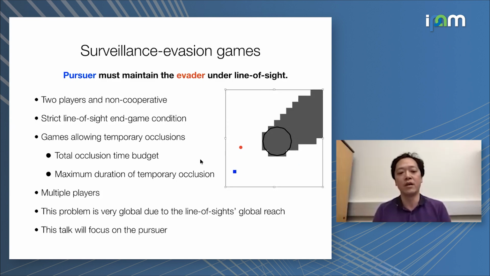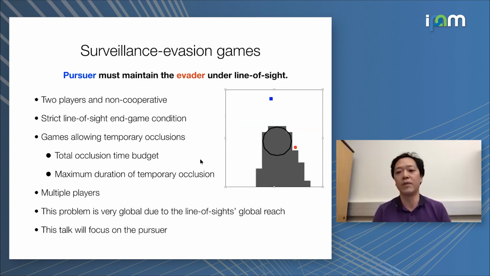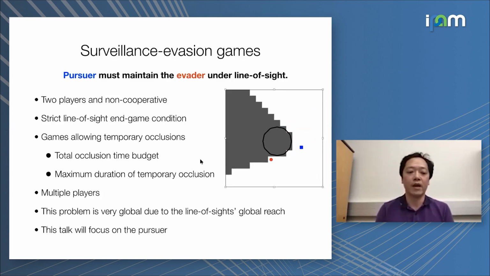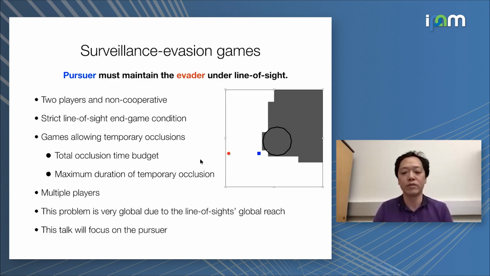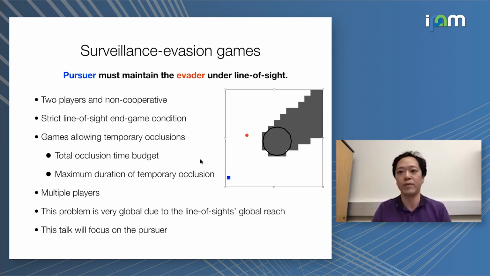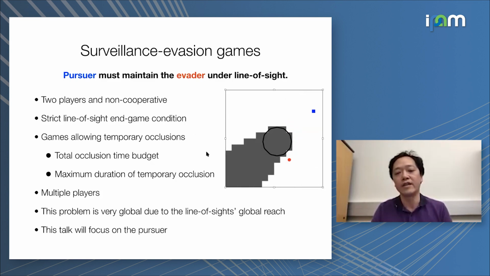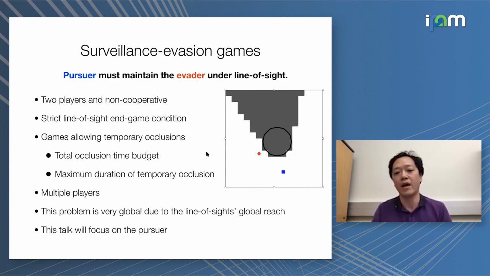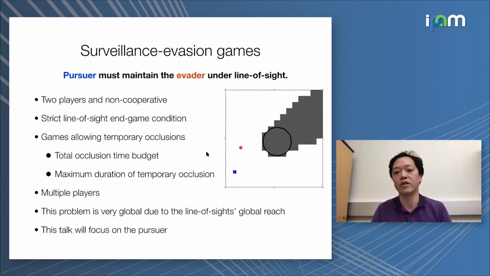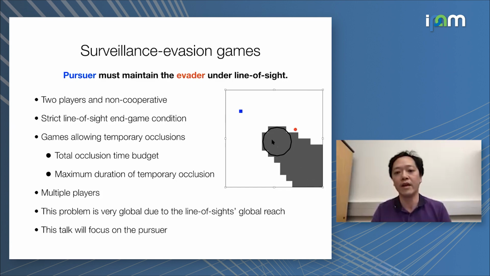The problem is global, because we assume the reach of the line of sight is global throughout this square domain. In this talk, we'll focus on how to be a good, effective pursuer. By the way, this video clip is actually a simulation computed by the algorithm that we will discuss today. It's played autonomously without human intervention. And you see from here, the blue guy, so let me start again.